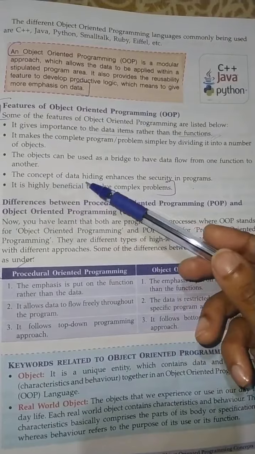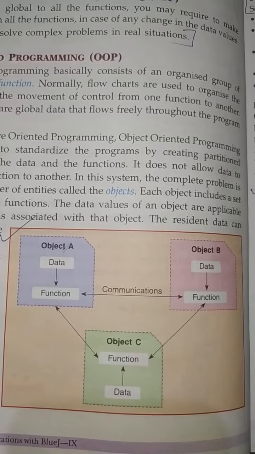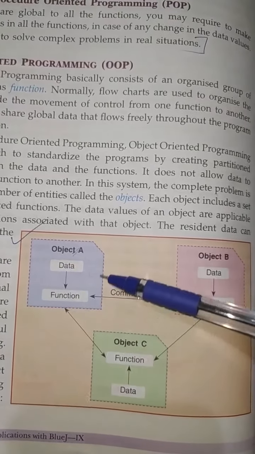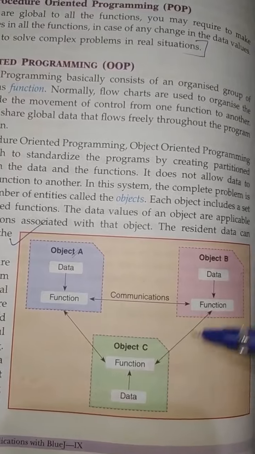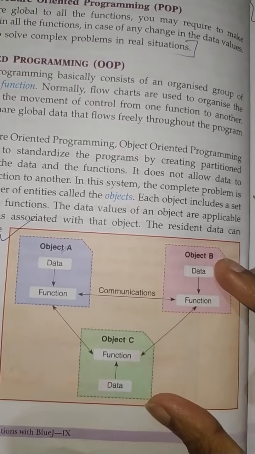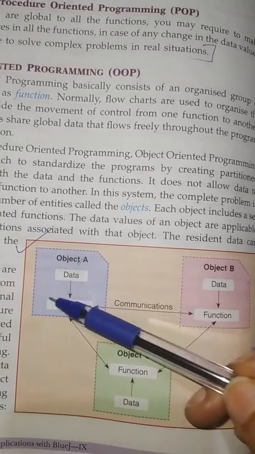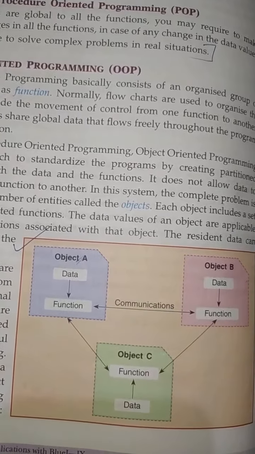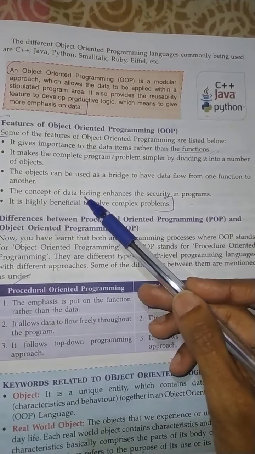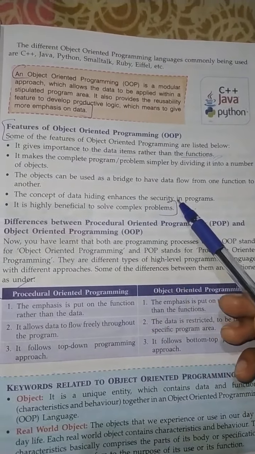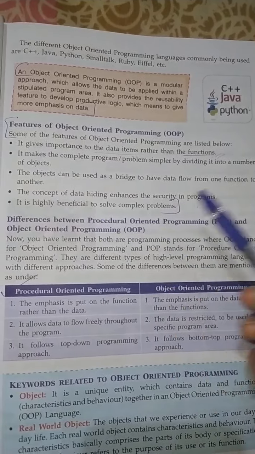And the concept of data hiding. Data hiding means, if you want to manage or make any update in this, you don't worry about other objects. So these objects will be hidden, these data will be hidden, and only this thing you need to worry about. So it will provide the concept of data hiding. It enhances the security in programs and it is highly beneficial to solve complex problems.